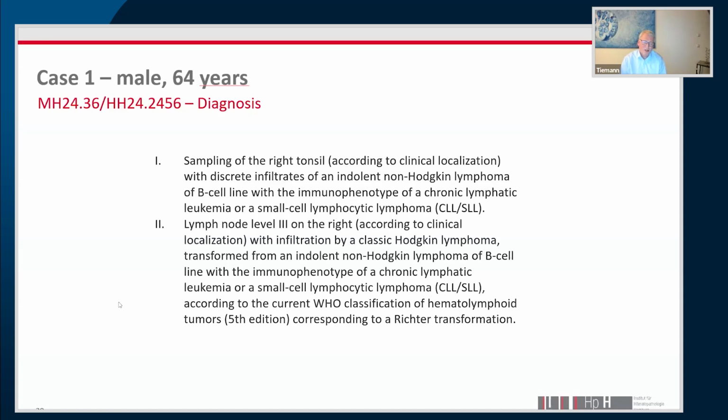But this is a typical mimicker of Hodgkin or non-Hodgkin lymphoma. You first look for the small cells and then sometimes overlook the larger cells, or you first look to the larger cells and then overlook the smaller cells. So in the end, this is the diagnosis.